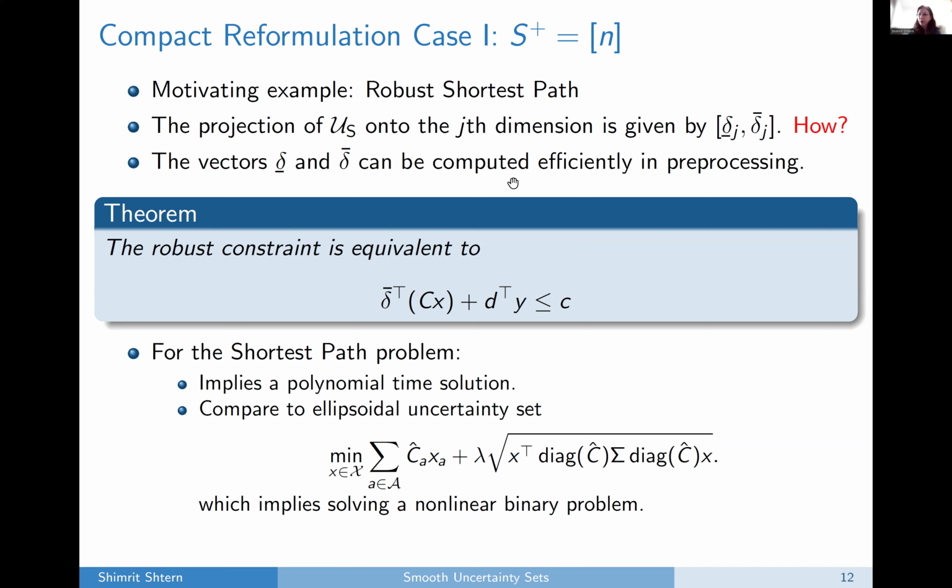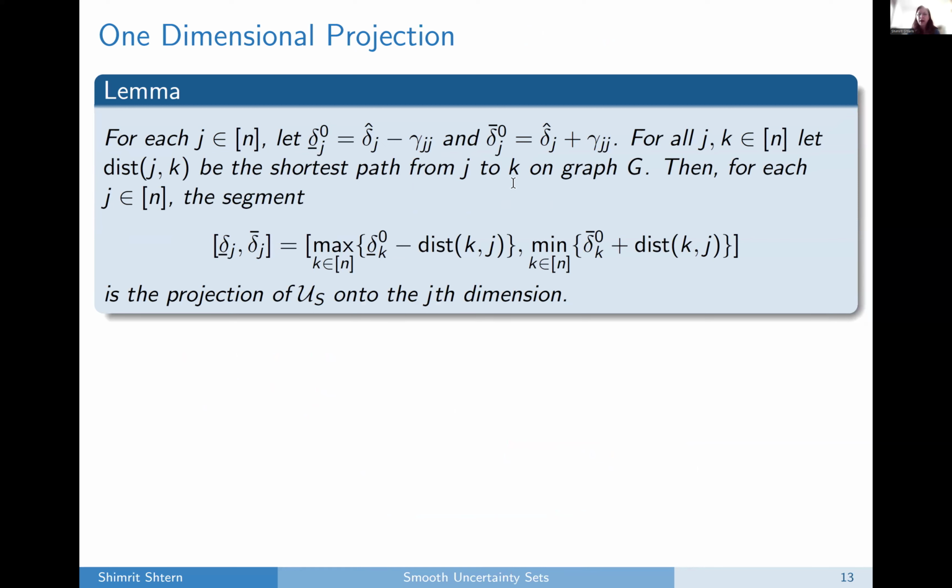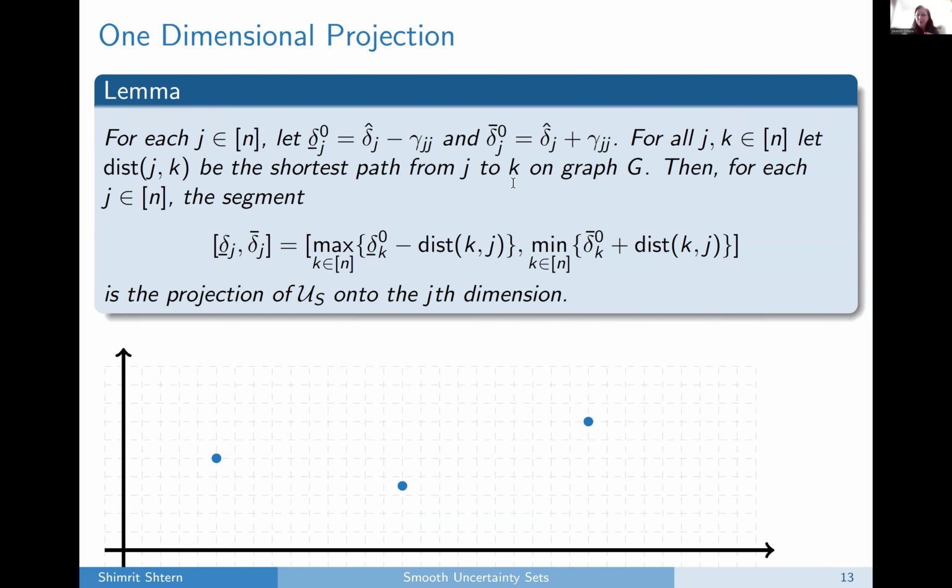And so there are two questions here. How can we actually find these projections easily in pre-processing? And why does that admit this result? So first, let's start with the how. And I urge you to not read the lemma, but actually look at the nice illustrations that I have here. So we start with three components, J, L, and K, of the uncertainty. And we build the original bounds for each of them, adding gamma and subtracting gamma, gamma JJ, gamma LL, and gamma KK. So these are our initial bounds on each of them.